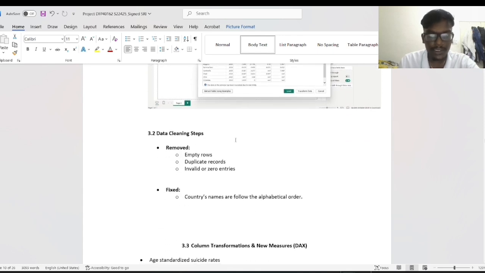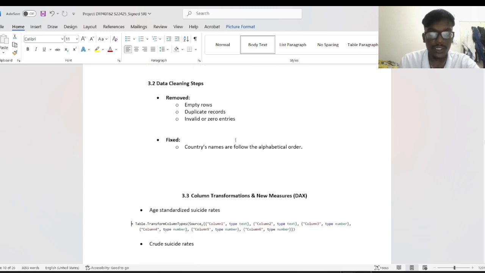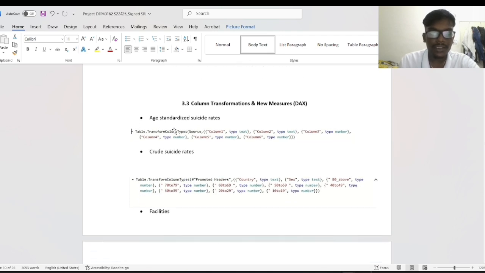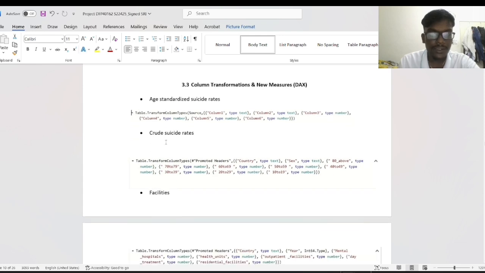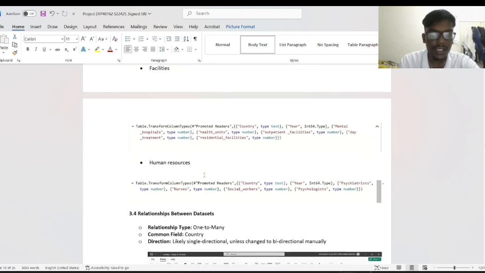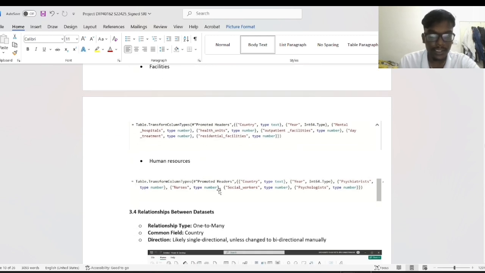For the data cleaning step, we need to remove the empty rows, and also duplicate records, and finally invalid or zero entry. For the fix, the country names need to follow the alphabetical order. So you need to follow the alphabetical order for the country names. And for the column transformation and new measures, this is the table for the age standardized suicide rates, this is the table for the group suicide rates, this is the table for the facilities, and for the human resources, this is the table.